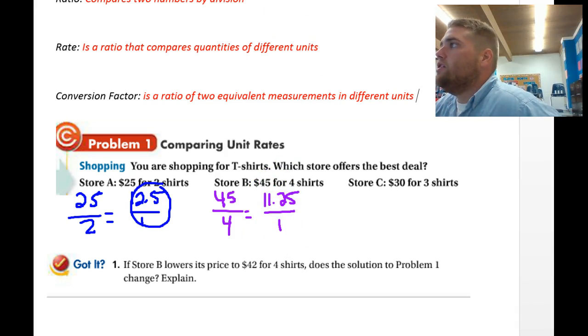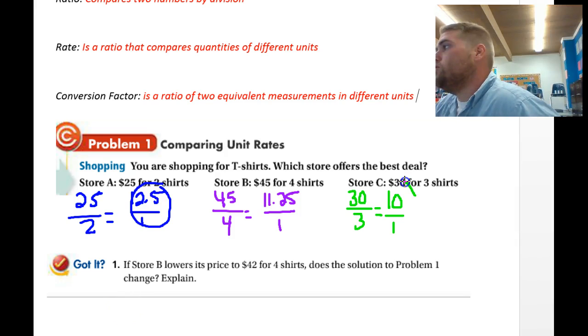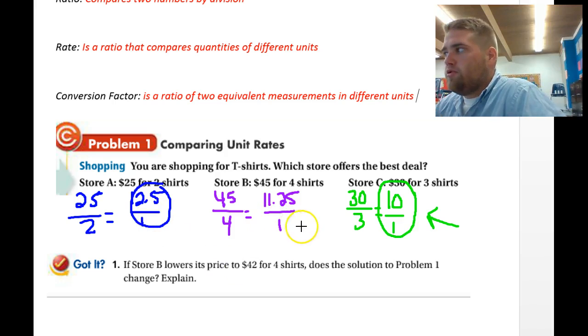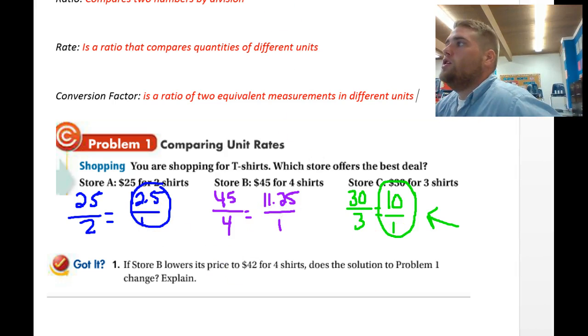And then finally let's look at store C. I have $30 for 3 shirts. When I break that down, that's $10 for 1 shirt. You guys have 5 seconds. So store C is $10 for 1 shirt. If all these shirts are the same, this is obviously my best deal, because it's cheapest, right? Would you rather spend $12.50 per shirt, $11.25 per shirt, or $10 per shirt? So store C has the best deal.